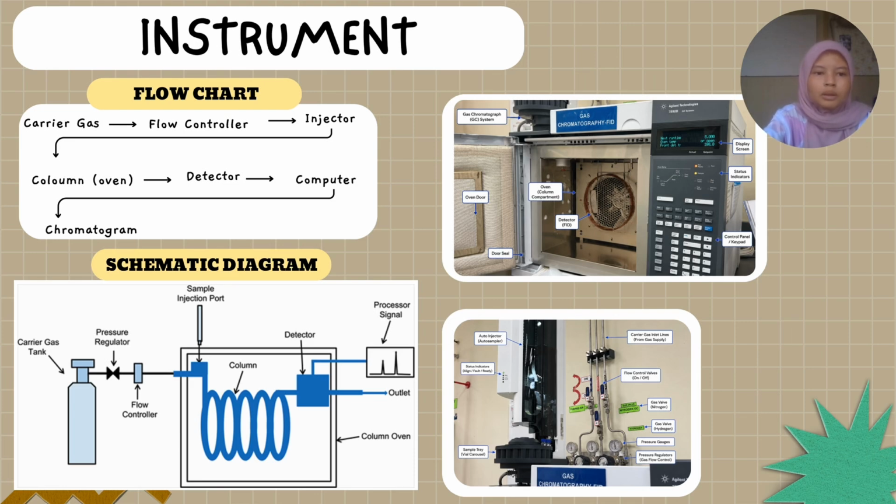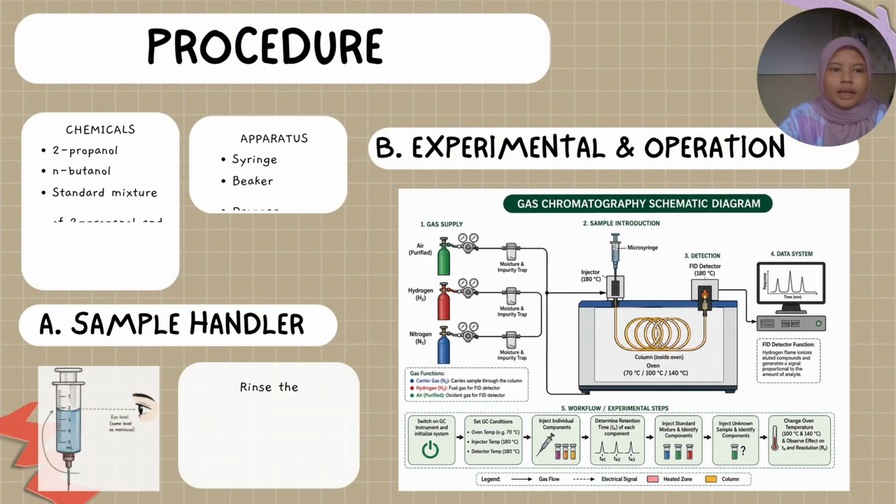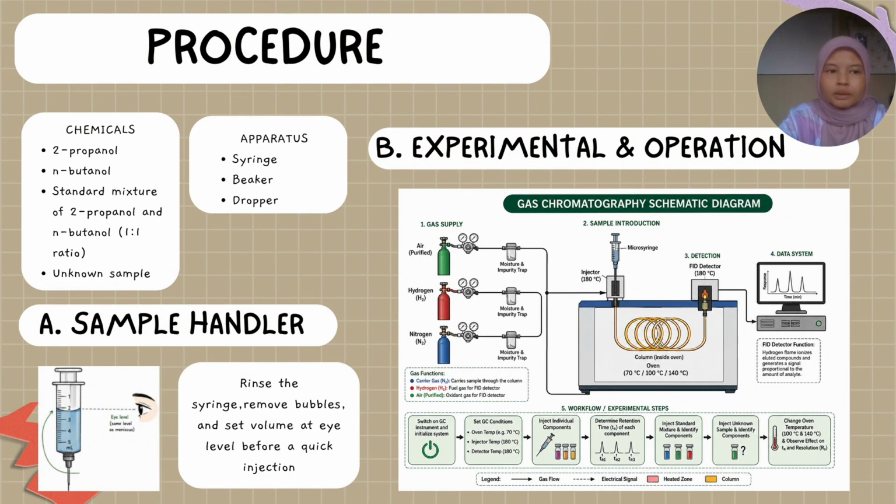Moving on to the schematic diagram, the carrier gas first passes through a pressure regulator and flow controller before entering the injector. The vaporized sample then moves through the coiled column inside the oven, where separation occurs. The separated compounds are detected by the detector, and finally the signals are processed by the computer to generate the chromatogram for analysis. Next, I will explain the procedure of this experiment.